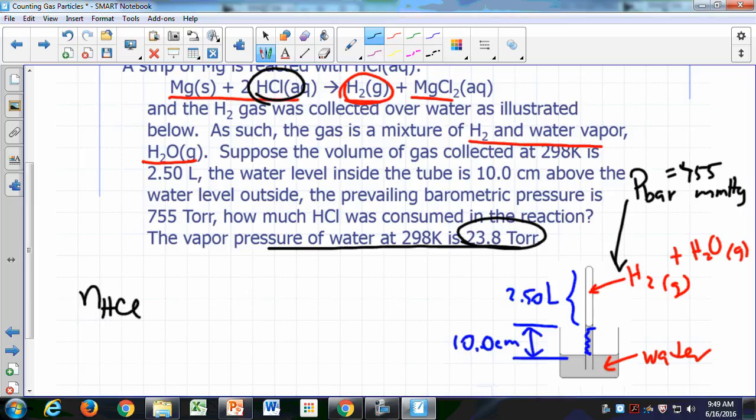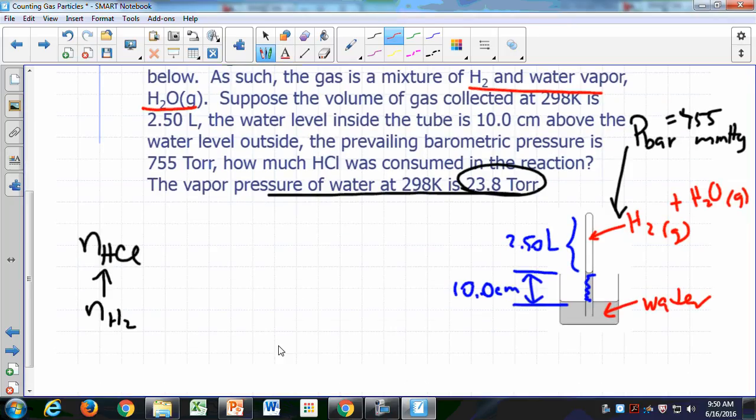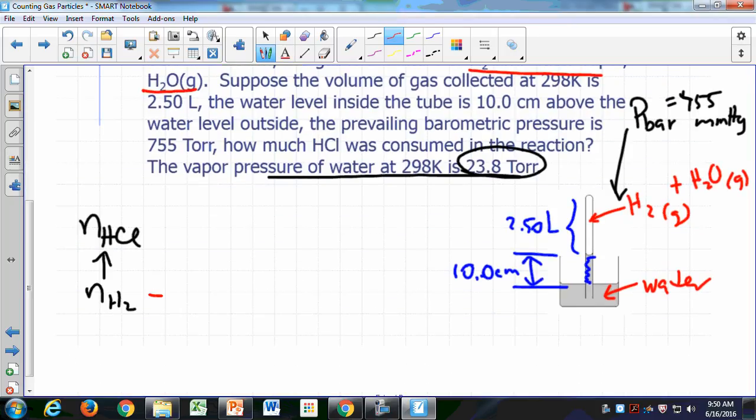Okay, so if we want to know how much HCl was consumed in this reaction, you can figure it out from the moles of H2 that was produced, right? And so there's a 1:2 ratio right here. 1 mole of H2 is used up for every 2 moles of HCl that's consumed. So it's a question of finding out moles of H2 based on the information provided here. Well, moles of H2 will just be what? Partial pressure of H2 times the volume over RT.